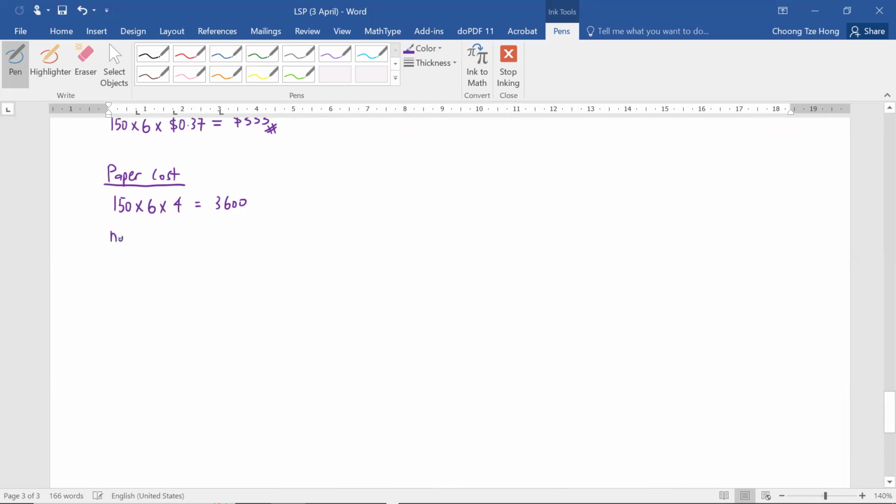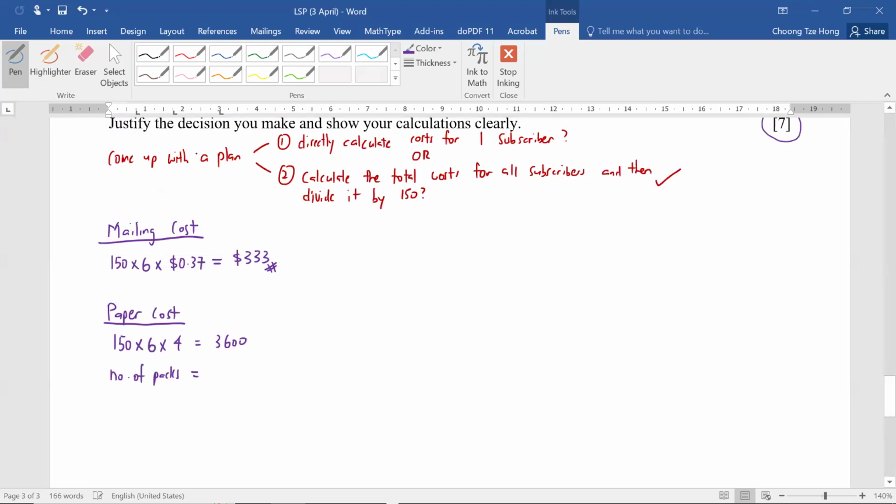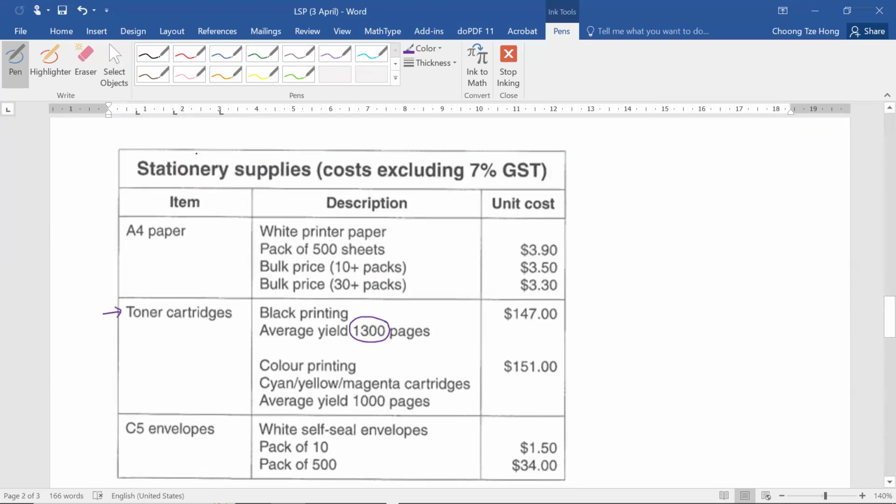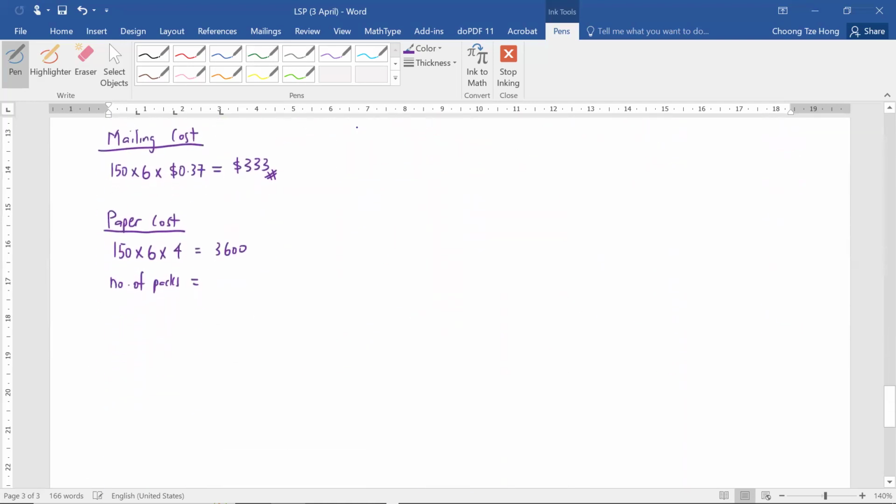Let's calculate the number of packs of paper required, because paper is sold in packs of 500. Let's calculate how many packs we need. So 3,600 divided by 500 is going to be 7.2. We can't just buy 7.2 packs, so we're going to round up again to the nearest whole number. So we need 8 packs.